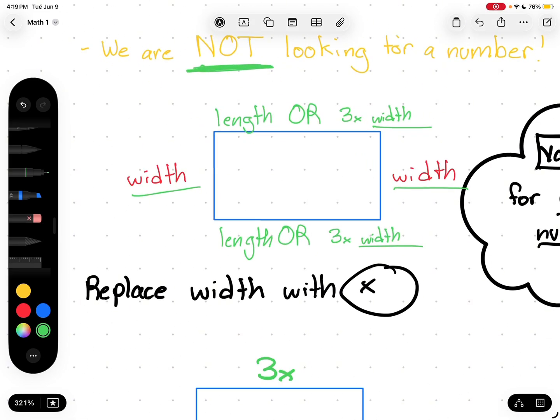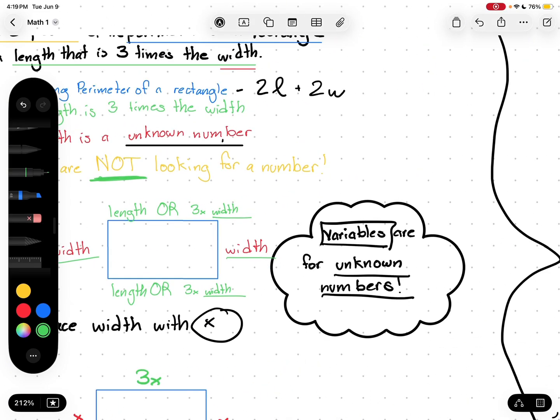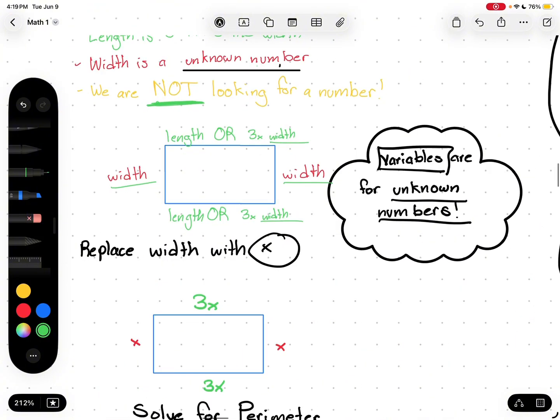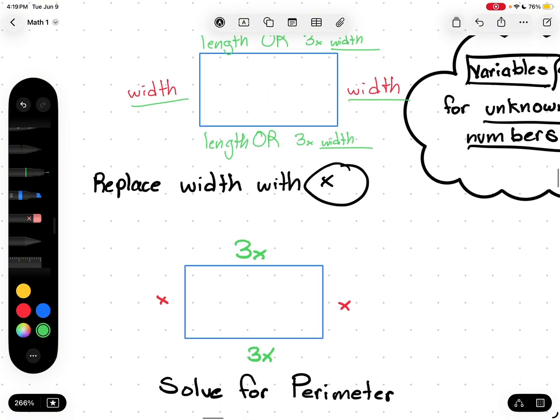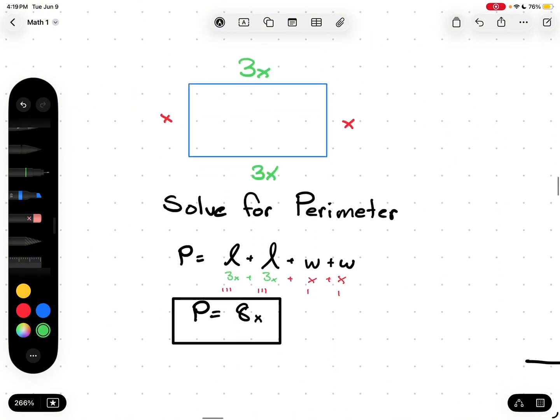So now we're going to replace width with x because it's an unknown number and x is our variable. When we replace it, we replaced all of our widths with x, and we have 3 times the width. And 3 times the width means 3 times the unknown number. And our unknown number is x, so we're doing 3 times x. And that's why this works. Now we solve for our perimeter. Our perimeter is 2L plus 2W. 3x plus 3x is 6x. 1x plus 1x is 2x. 6x plus 2x is 8x.